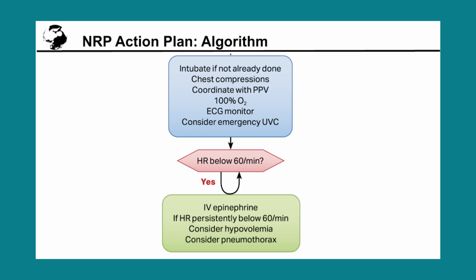If the baby's heart rate is below 60 beats per minute after performing the corrective ventilation steps, the baby should be intubated. Begin chest compressions coordinated with positive pressure ventilation. 1 breath should be given for every 3 compressions. If available, 100% oxygen should be delivered and ECG monitoring should be initiated. If the heart rate remains below 60 beats per minute, deliver IV epinephrine. Continue to cycle through these steps as needed. If the heart rate continues to stay below 60 beats per minute, consider the possibility of hypovolemia or pneumothorax.